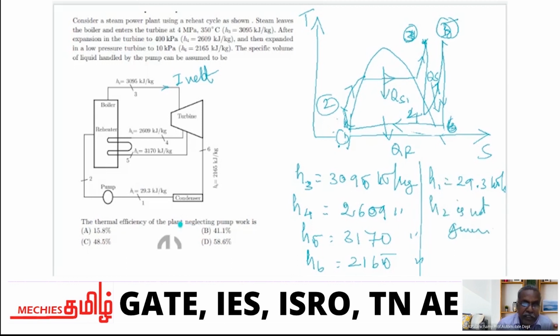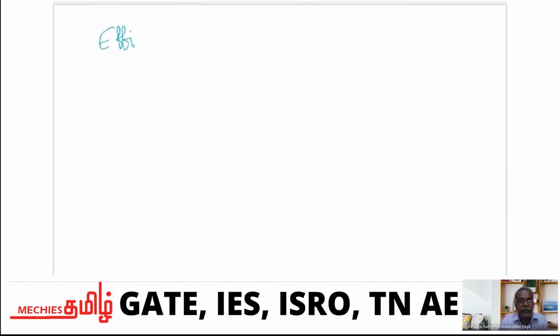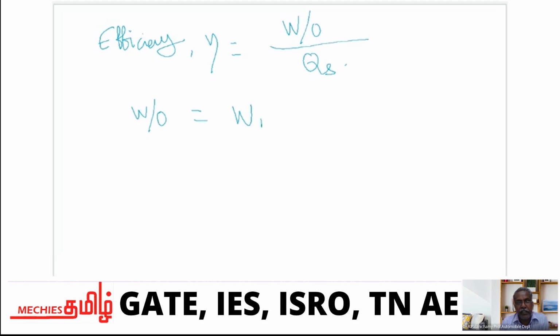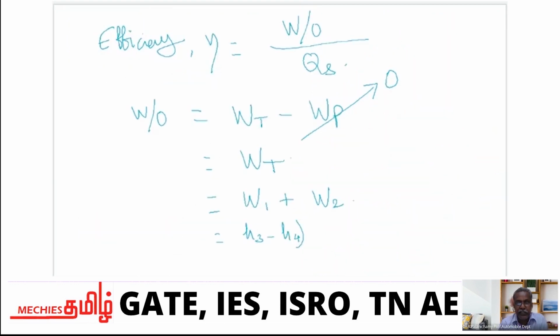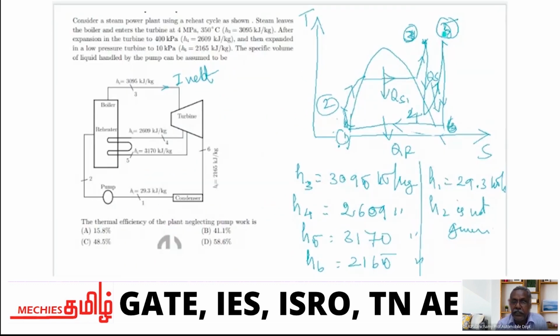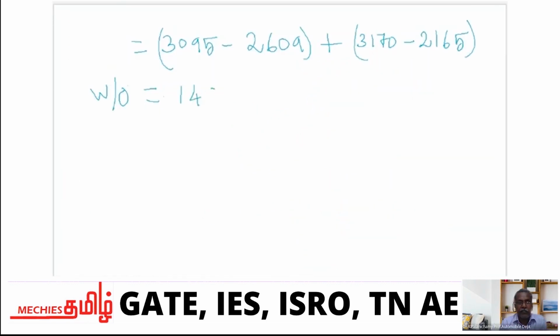Now, neglecting the pump work has been stated. Now, the efficiency of any heat engine. A steam turbine power plant is also a heat engine. Efficiency of any heat engine is work output divided by heat supplied. Here we get work from the turbine and spend work on the pump, which we subtract, but we are told to neglect it. Only turbine work: we have two turbines. Turbine 1 expansion work is H3 minus H4. Second turbine work output is H5 minus H6. All the values are given. Substitute the values. This is the work output: 1491 kilojoules per kilogram.